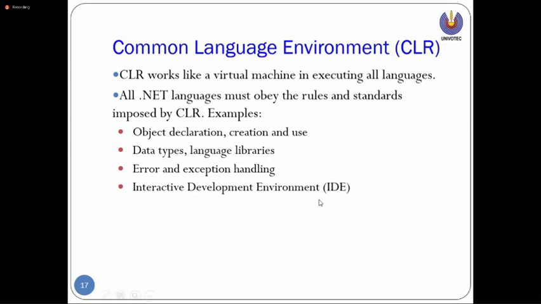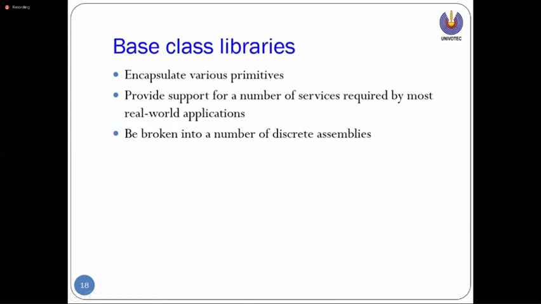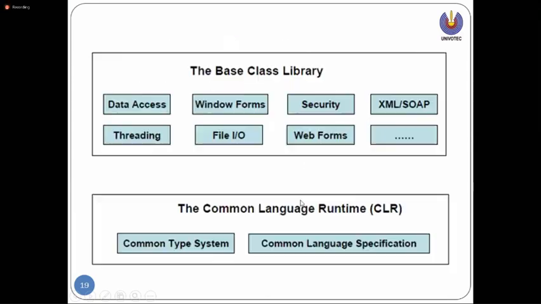Then we have the interactive development environment tools in C#. The basic class library encapsulates the various primitives, because you can create many classes, one supported by another. It provides support for the number of services required by most real-world applications, such as services and connections. You can get these services, which are also provided by the base class libraries. It is broken into a number of discrete assemblies. Okay, this is the base class libraries.